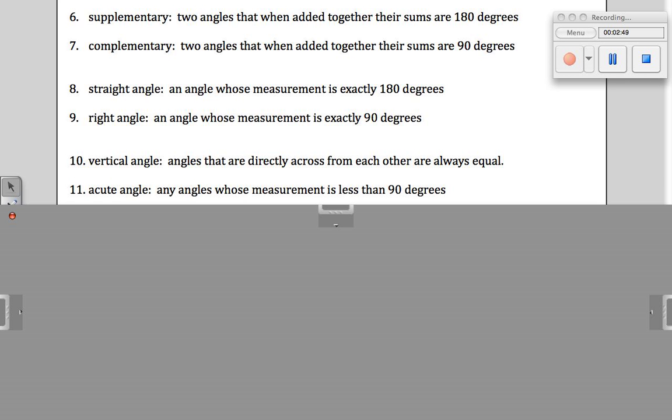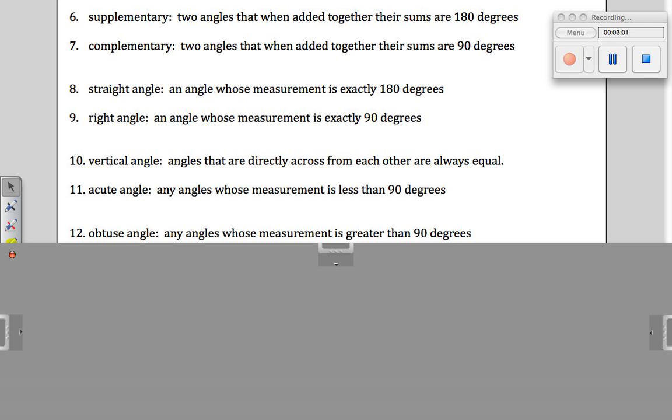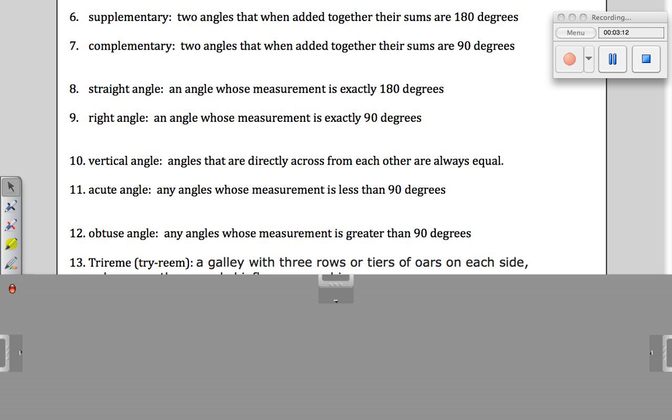An acute angle is any angle whose measurement is less than 90 degrees. You remember less than 90, they're smaller angles, so they're acute angles. And obtuse angles, obtuse, the word just sounds bigger, is any angle whose measurement is greater than 90 degrees.